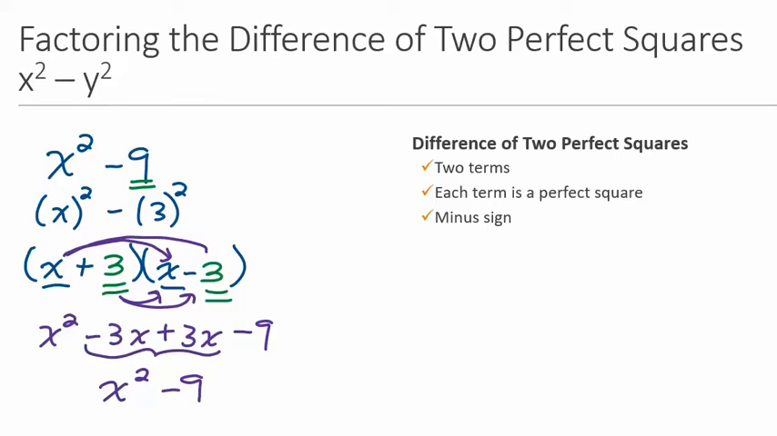All right, let's try another one. Let's get a little bit trickier here. Let's say we've got 4x squared minus 25. All right, do we have two terms? Yes, we do. Is each term a perfect square? Yes, it is. 4x squared is 2x times 2x. 4 is a perfect square. X squared is a perfect square. We have a minus sign. Yep. Oh, and 25 is a perfect square.